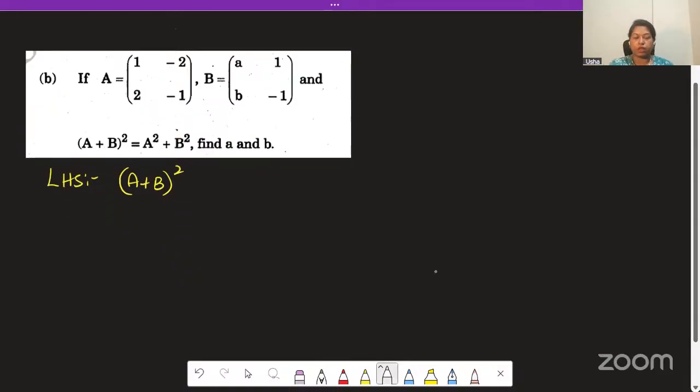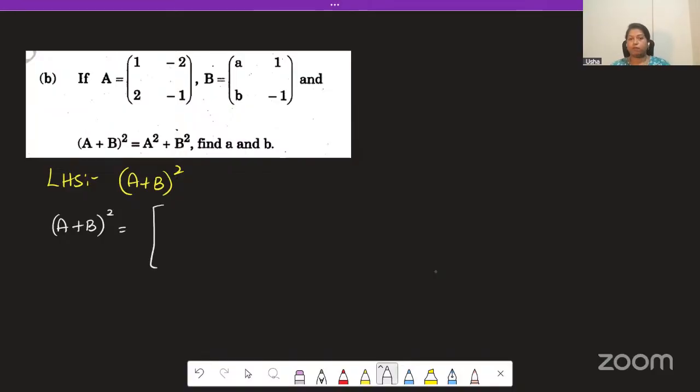Now A is 1, 2, minus 2, minus 1. B is a, 1, 1, minus 1. I will first write what A plus B is. A plus B whole square is A plus B into A plus B. I've just skipped one step. First, you should write what A plus B is. In the next step, you write A plus B whole square. So basically, you're supposed to write this in the first step. For A plus B, we need to add the corresponding elements of A and B. 1 plus a is 1 plus a.